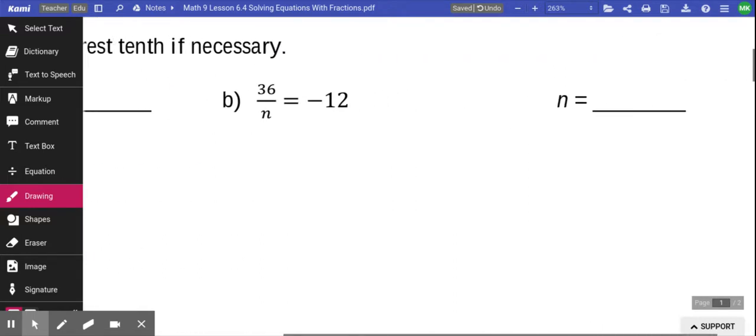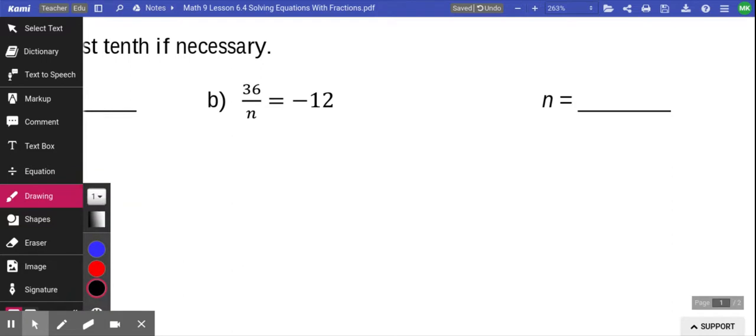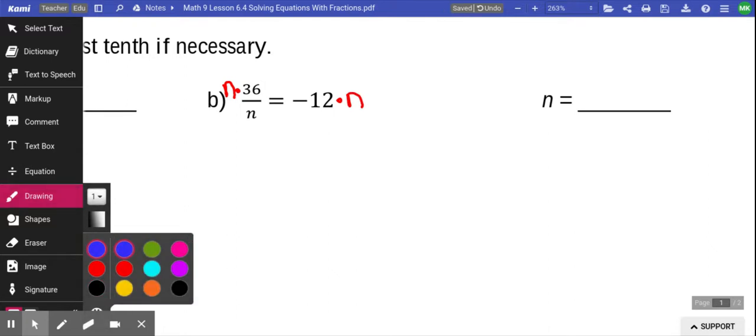So if you look at B, we have the same problem. We have a fraction. We want to get rid of that fraction. So whatever's on the bottom, we're going to multiply everything by that. So we're going to multiply this 36 by n and this negative 12 by n. And wherever your fraction was, when I have n times 36 divided by n, the n's end up canceling each other out, and all I'm left with is 36. Right? The reason being is you're multiplying and dividing by the same thing. On the right-hand side, we just have negative 12n.